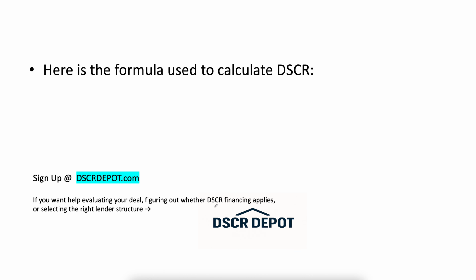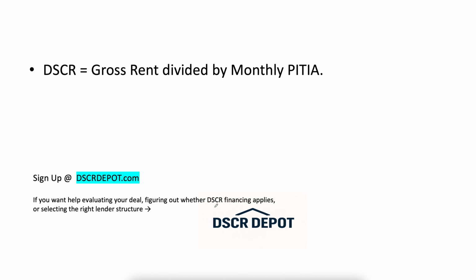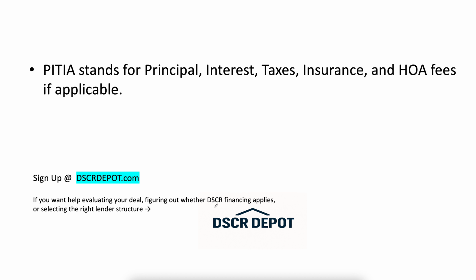Here's the formula for how we calculate it: gross rent divided by monthly PITIA. And PITIA stands for principal, interest, taxes, insurance, and HOA fees. PMI isn't mentioned because the typical down payment on a DSCR loan is a standard 20%. Occasionally it's lower, and we can talk about that. So PMI is not going to be applicable on this type of business loan.